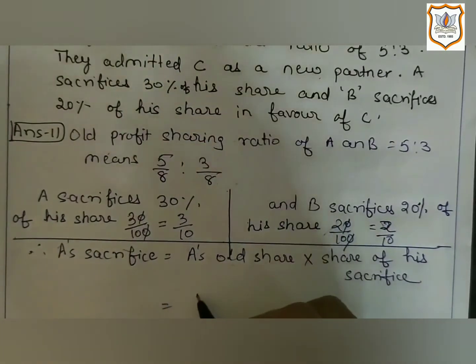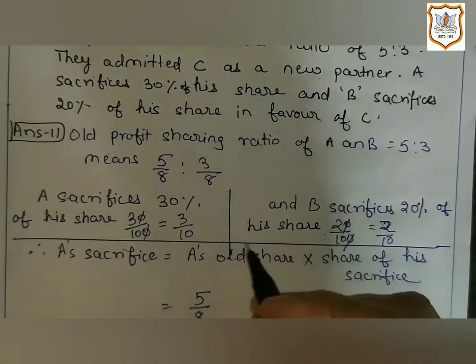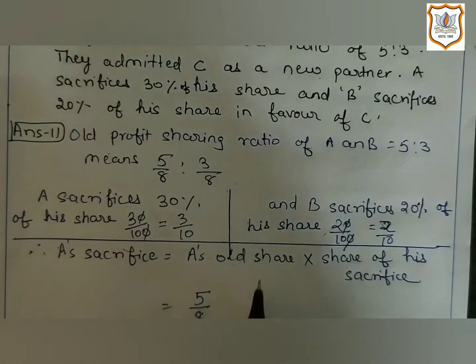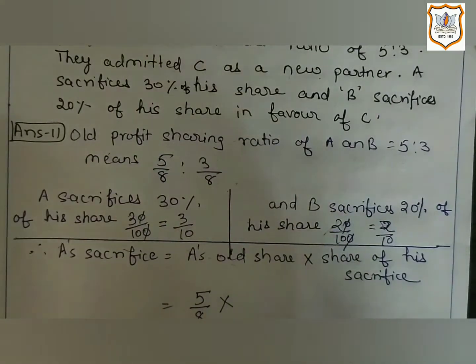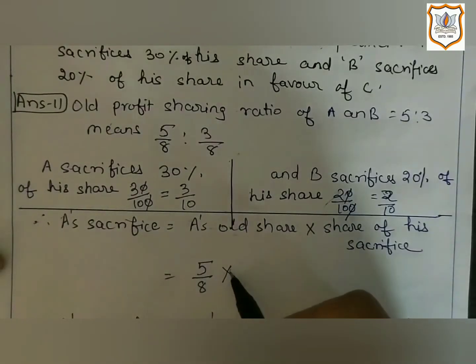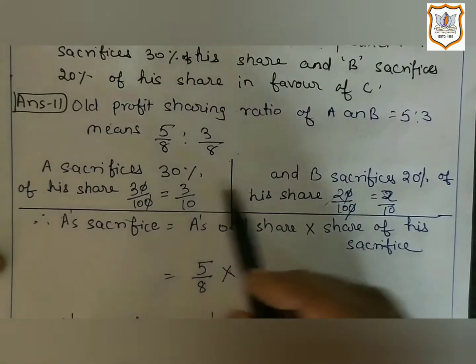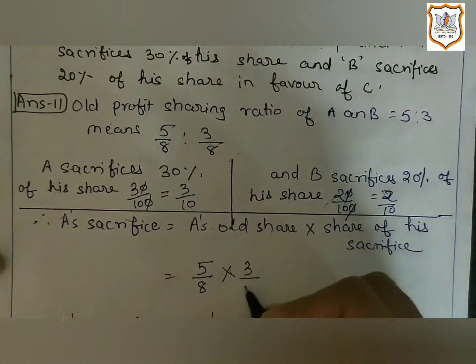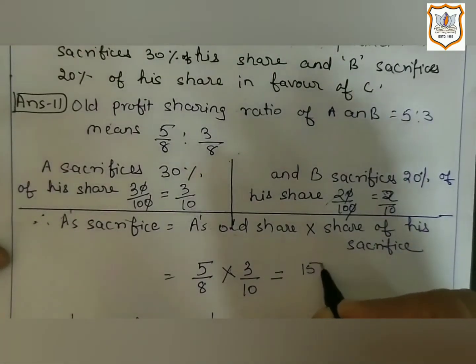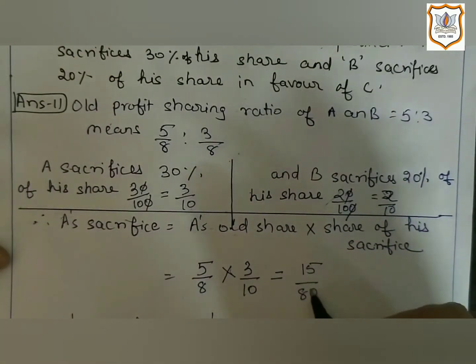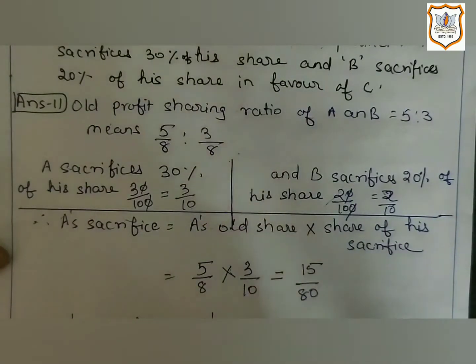That means A's share was, according to old ratio, 5/8, and of this 5/8 he is sacrificing 30%. So we will write here 5/8 multiply by 3/10. So here we get 15/80.